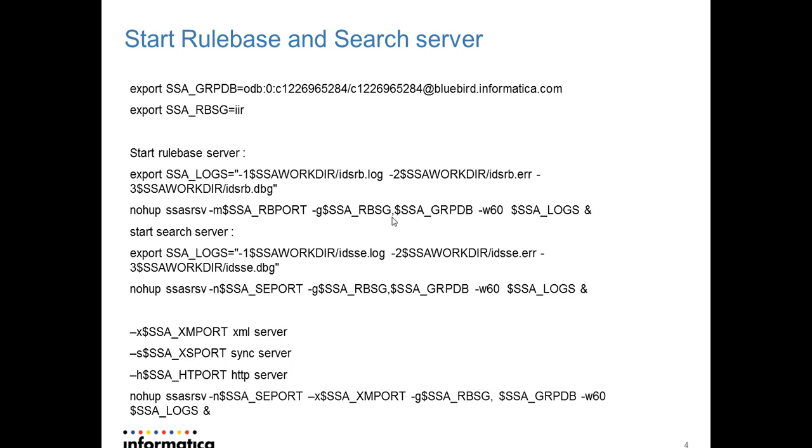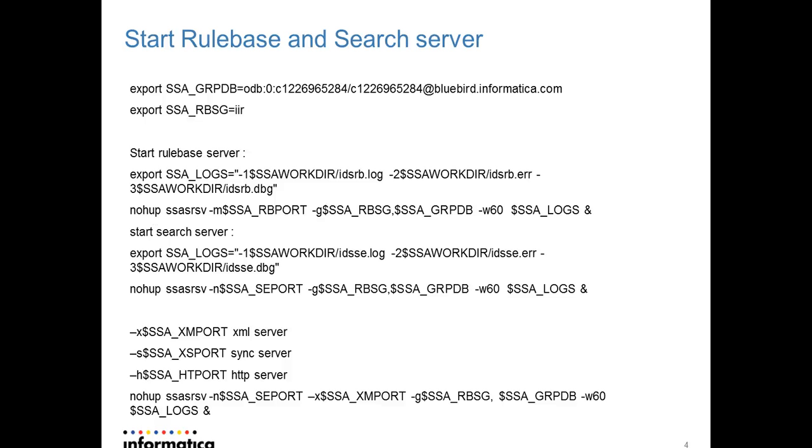After the rule-based group name, you need to define a comma, and after that you need to give a rule-based connection string which points to the robust database server. With -w option, you need to define the polling frequency to monitor the primary rule-based server. And with SSA logs, you can redirect the log process. It is always good to start servers with no hub option to avoid unwanted signals to kill the process.